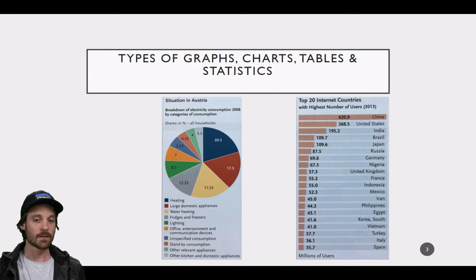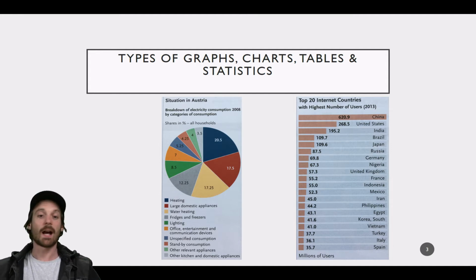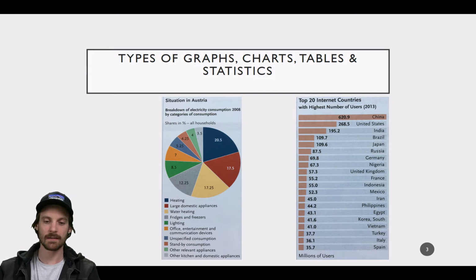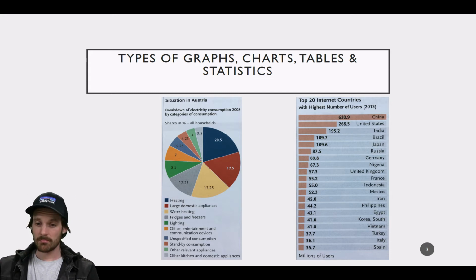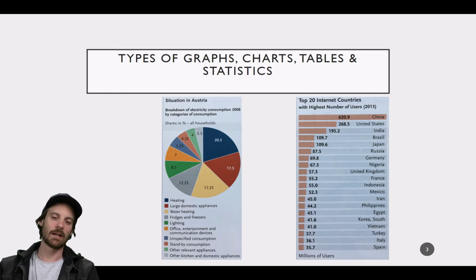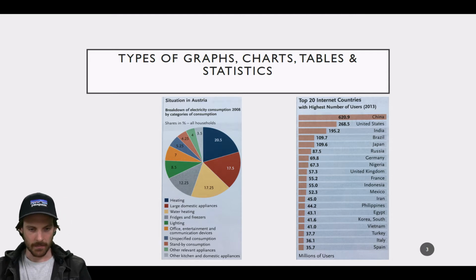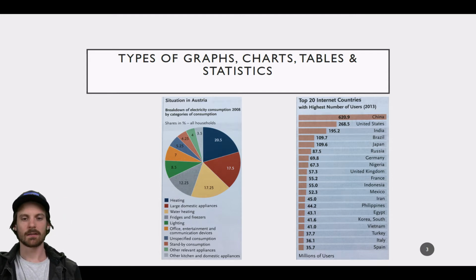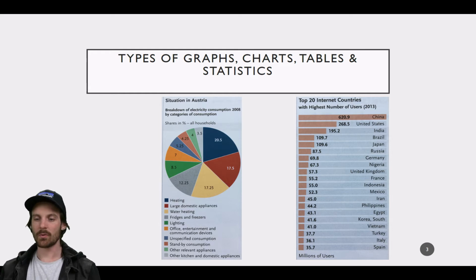So the first type is a pie chart. You might have seen pie charts anywhere. They are very common means to help you illustrate something in a better way. And basically pie charts are very common. So if you have an exam, prepare for a pie chart.